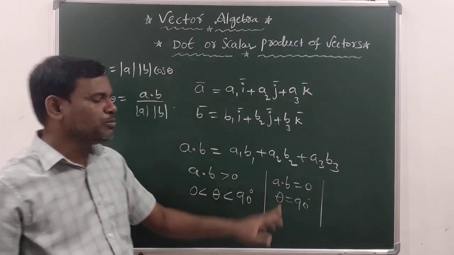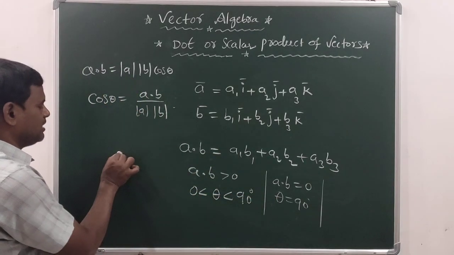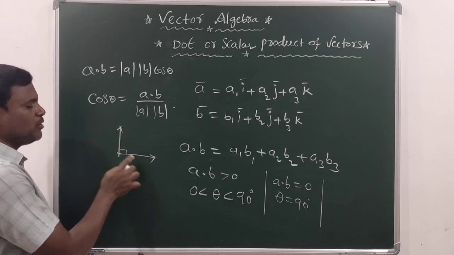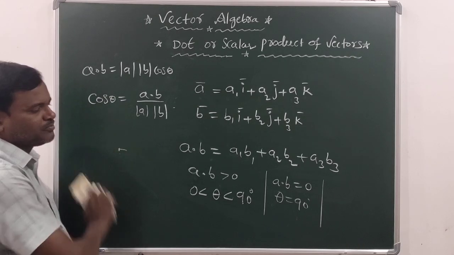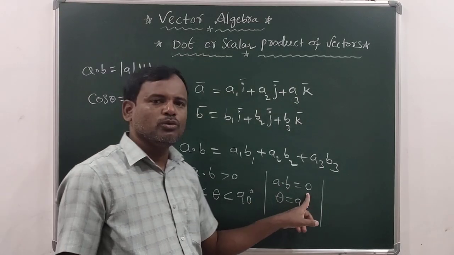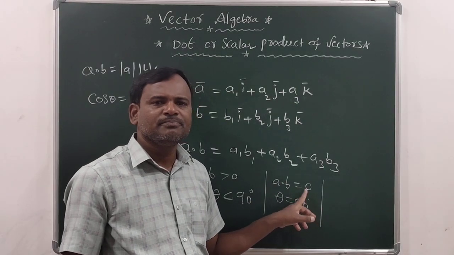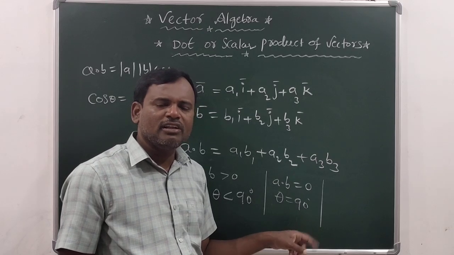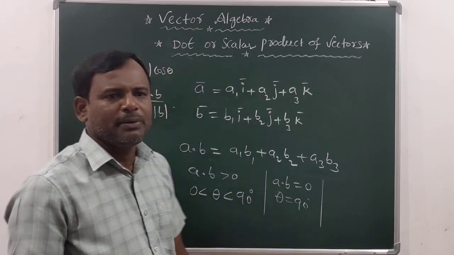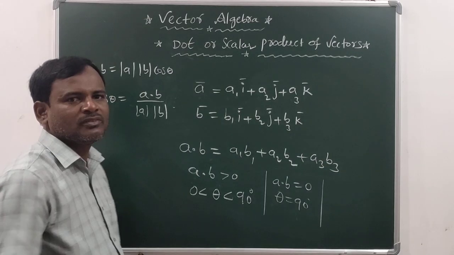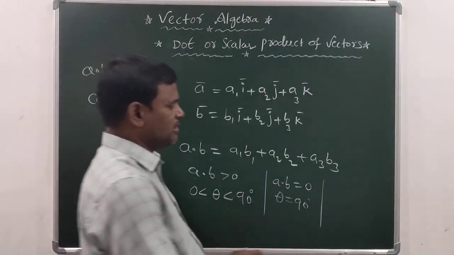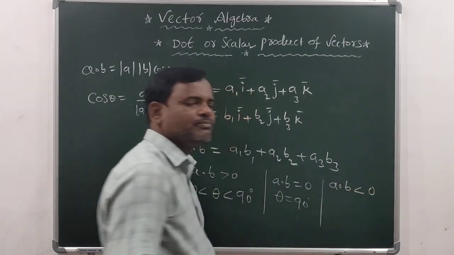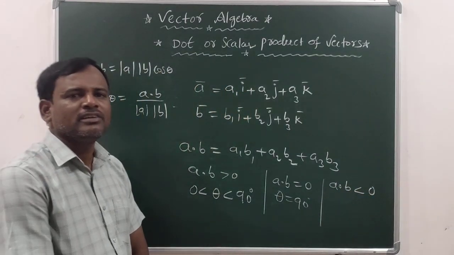Or both may be perpendicular to each other, like this. Perpendicular. In this case, angle between the two vectors is 90 degrees. So dot product of the two vectors is 0, means either A may be 0 vector or B may be 0 vector, or both may be perpendicular vectors. Okay, remember that point. Next, A dot B, if it is negative, then what do you comment?